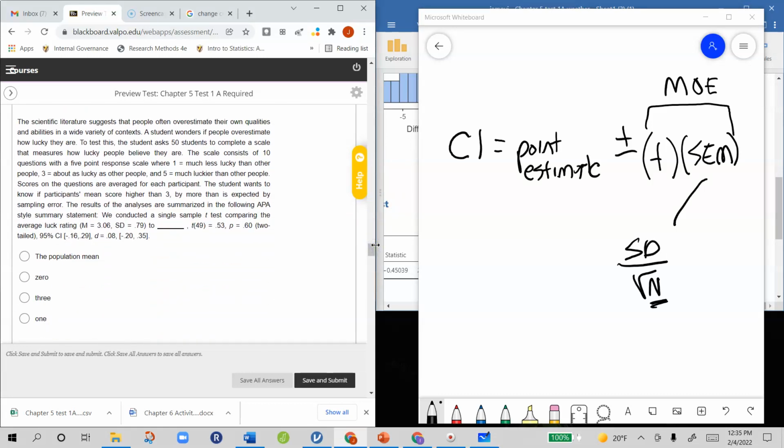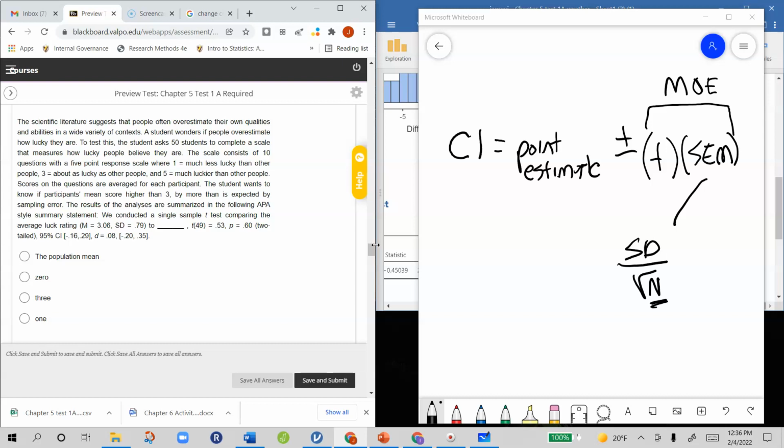Okay. Next, moving on to number 19, we have here the scientific literature suggests that people often overestimate their own qualities and ability in a wide variety of contexts. A student wonders if people overestimate how lucky they are. To test this, the student asked 50 students to complete a scale that measures how lucky people believe they are. The scale consists of 10 questions with a 5-point response scale, where 1 equals much less likely than other people, 3 is about as lucky, and 5 is much luckier. Scores on the questions are averaged for each participant, and they want to know if participants' mean scores are higher than 3. So 3 is the midpoint of the scale, which makes it a natural comparison point.